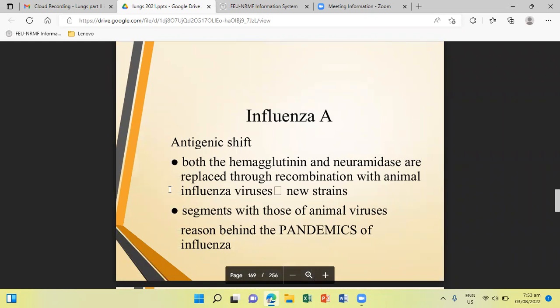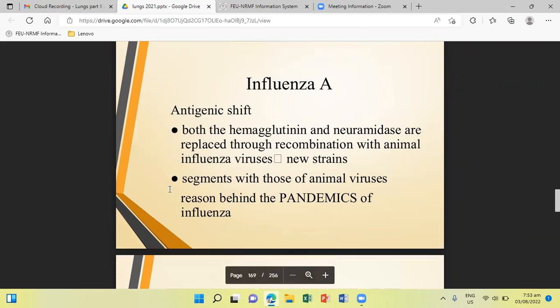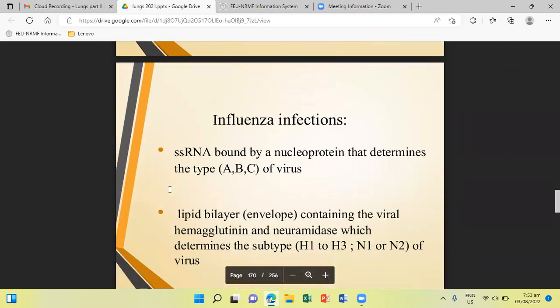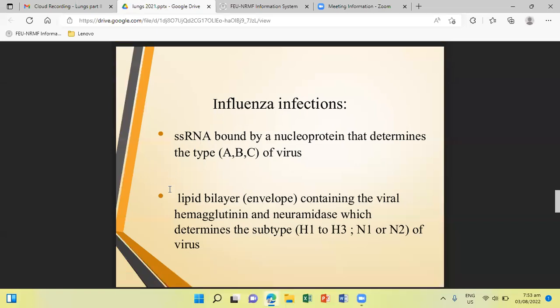Because the virus is capable of antigenic shift and antigenic drift. As I have said, it is a single-stranded RNA virus. There's a lipid bilayer envelope. Culture is difficult for viral agents, but it is possible. It is basically done in laboratories with restrictions, basically at biosafety level 4.